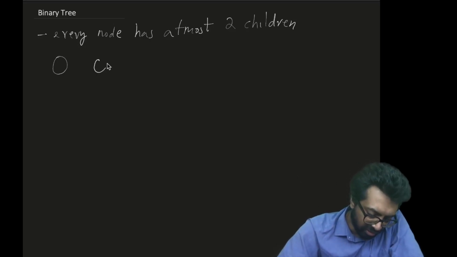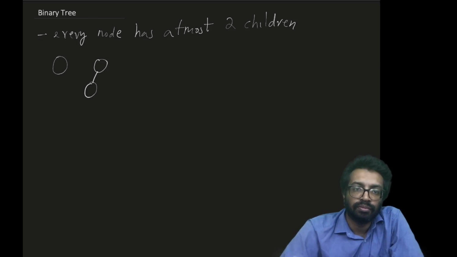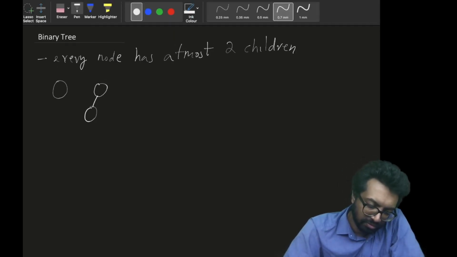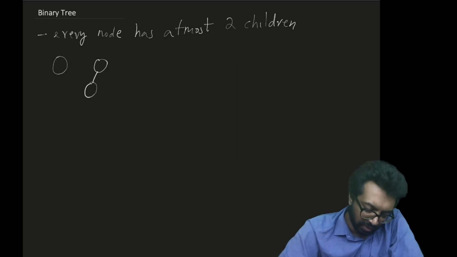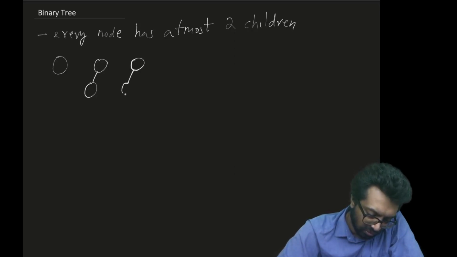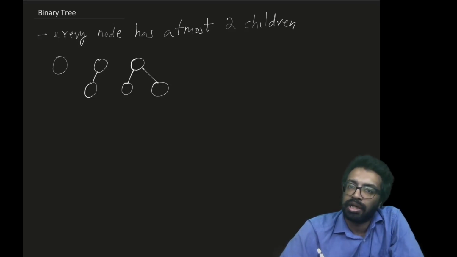Let's look at another example. What about this? This is also a binary tree because the root node has one child and the child node has zero children. Again, this is another binary tree, right? Because the root node has two children and the other two leaf nodes do not have any child.